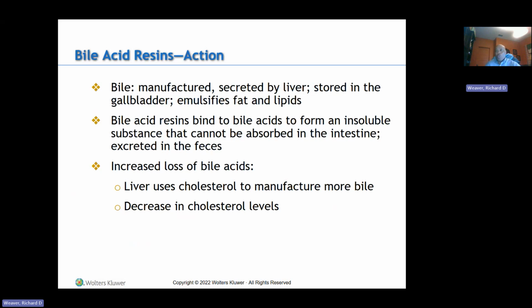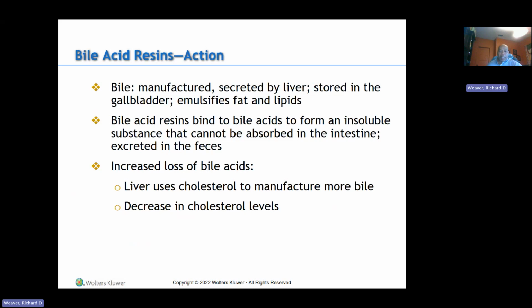Basically, we're losing all these bile acids in the intestine, and the liver is saying, "All right, I need to produce more bile. So let me access the cholesterol, because I need cholesterol to make bile." That's what bile is made of. It's made up of cholesterol. So I'll borrow some of that cholesterol from the body, and I'll make more bile. So I'm taking away the supply of cholesterol from our blood system, if you will, and that'll make the cholesterol levels decrease.